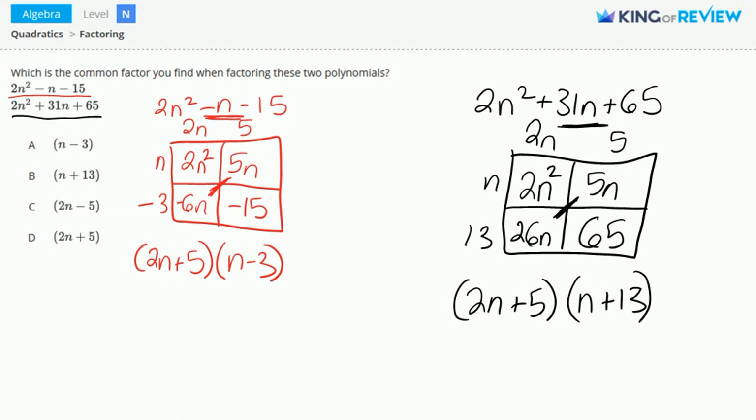And our question asks us, which is the common factor of both of these polynomials? We have a 2n plus 5 here and a 2n plus 5 here. So 2n plus 5 is the common factor.